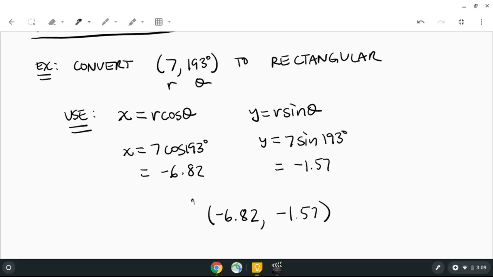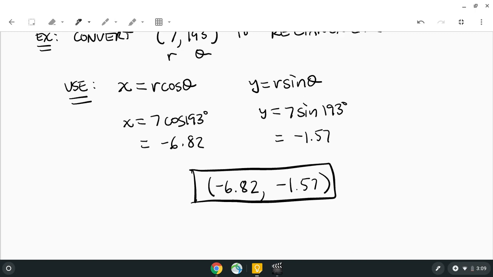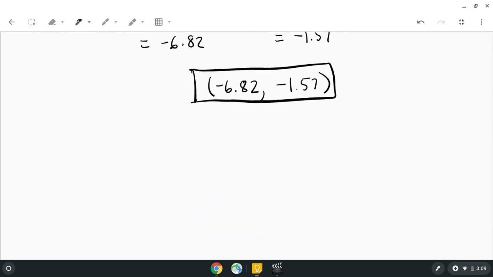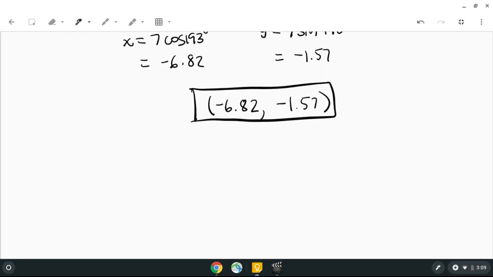So that's how you find your x and your y. This one's more straightforward. The thing that makes it tricky going the other direction, rectangular to polar, is that angle, when you use tangent inverse, because you might have to make adjustments if your angle is in quadrant 2 or 3. So that's converting a polar point to rectangular. Let's take a look at equations.